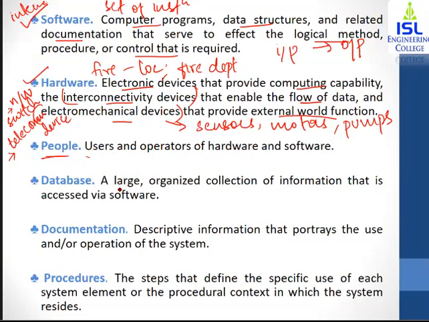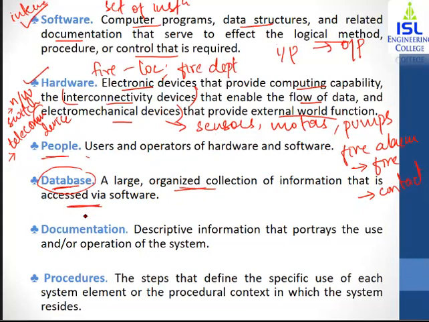Now, what is a database? A database is a large organized collection of information that is accessed via a software. Whenever you're designing a particular software, as we have taken the example of the fire alarm system, within this fire alarm system you need to feed in the fire department number, and you need to feed in your own contact number where you're going to get this information. So this is stored within the database. All of your information, the fire department number or your contact information, is stored within the database. From within your database, these messages are going to be sent. So in here, a database is an organized collection of information that is accessed via a software.